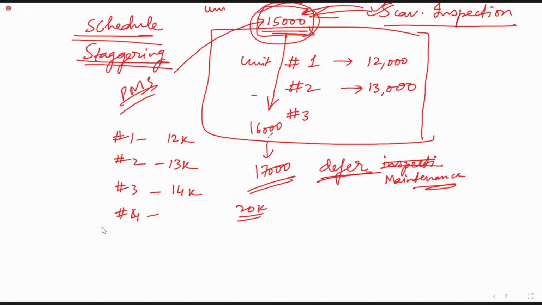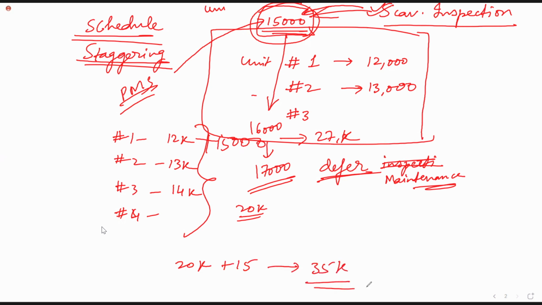Because you have done this, every time you are doing the scavenge inspection, if you find that a particular unit requires more attention, you can open that unit up first. So once these units get staggered, you know that now 12,000 plus 15,000 hours will be added, and next time you have to open up this unit at 27,000 running hours, and the last unit which was opened up at 20,000 plus 15,000 needs to be opened up at 35,000 running hours. And I have just given you a very arbitrary example.